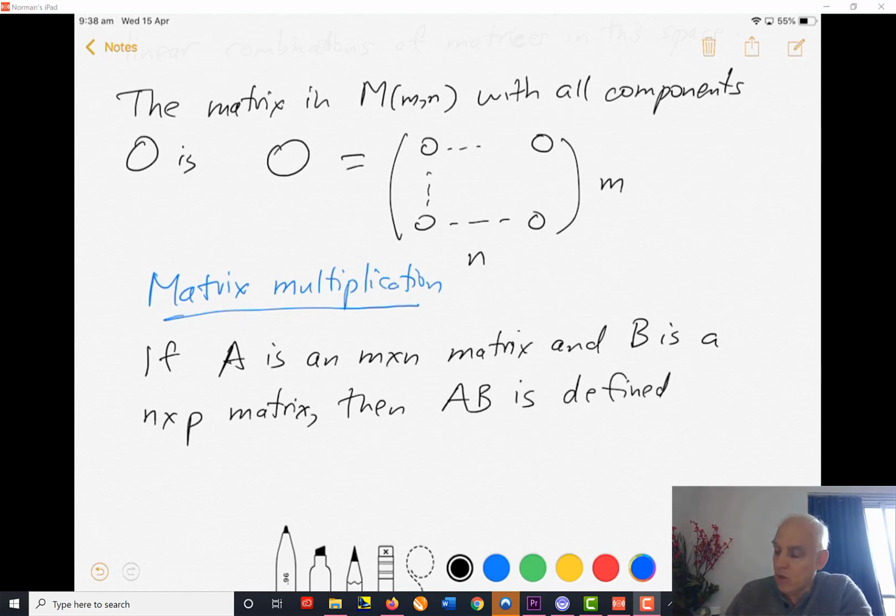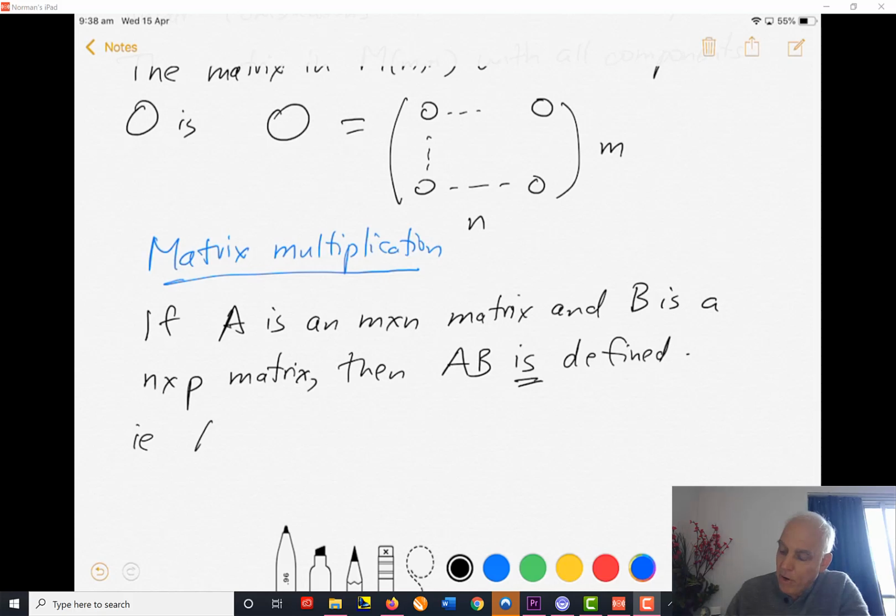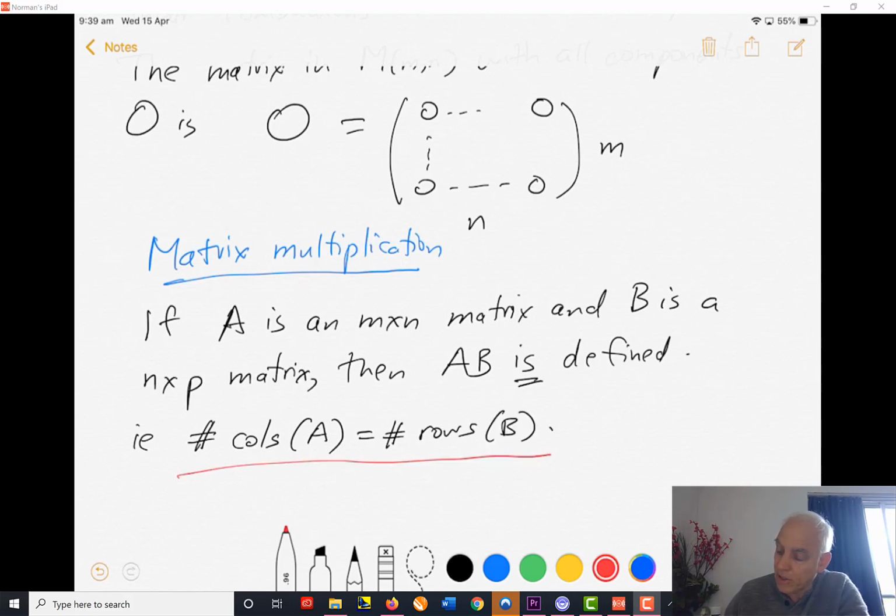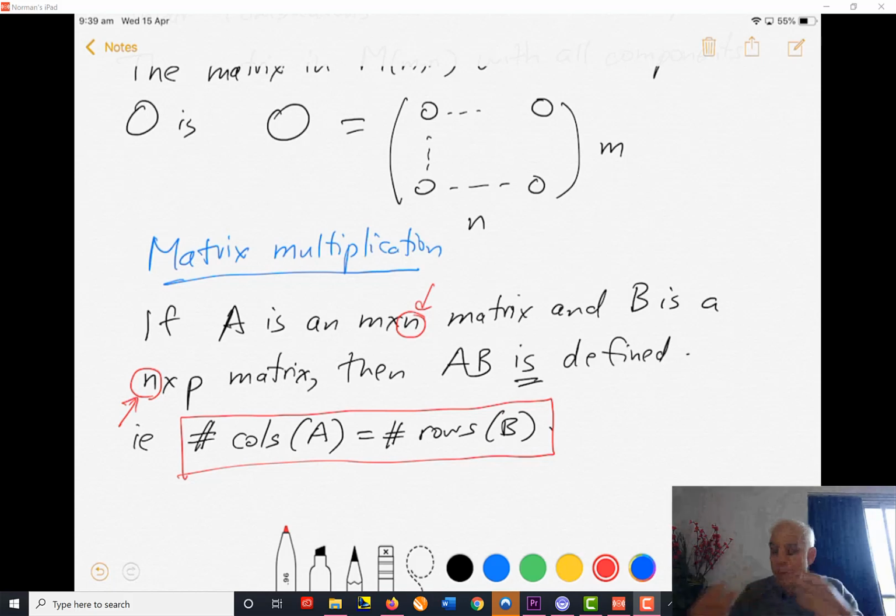It is defined. So we do not multiply any old pair of matrices. They have to be specially oriented so that the number of columns of A equals the number of rows of B. That's the critical condition contained in the fact that this n here and this n here are the same. This n here is telling you the number of columns in A, while this n here is telling you the number of rows in B, and we're assuming that those are equal.